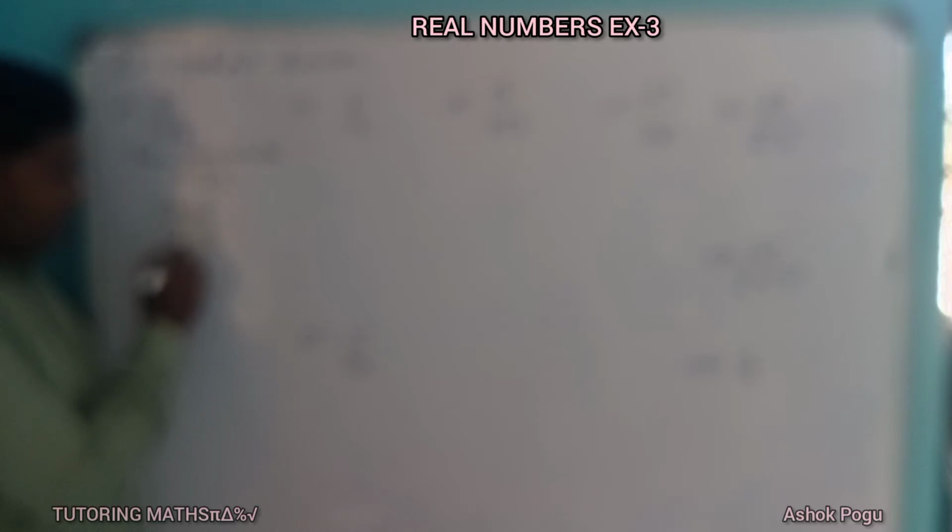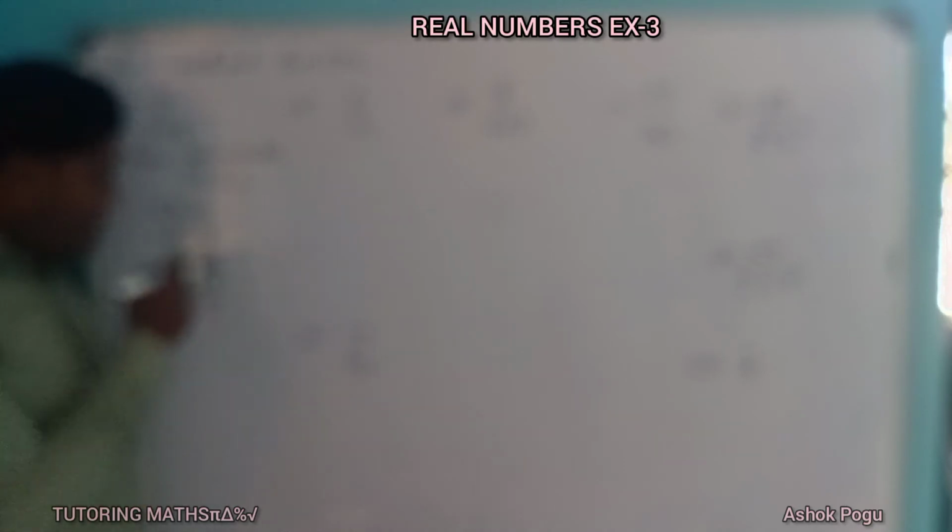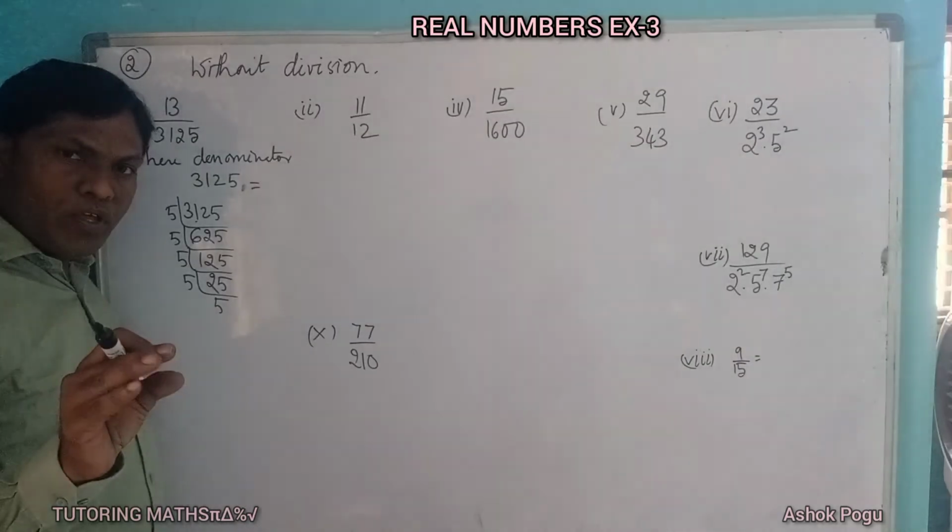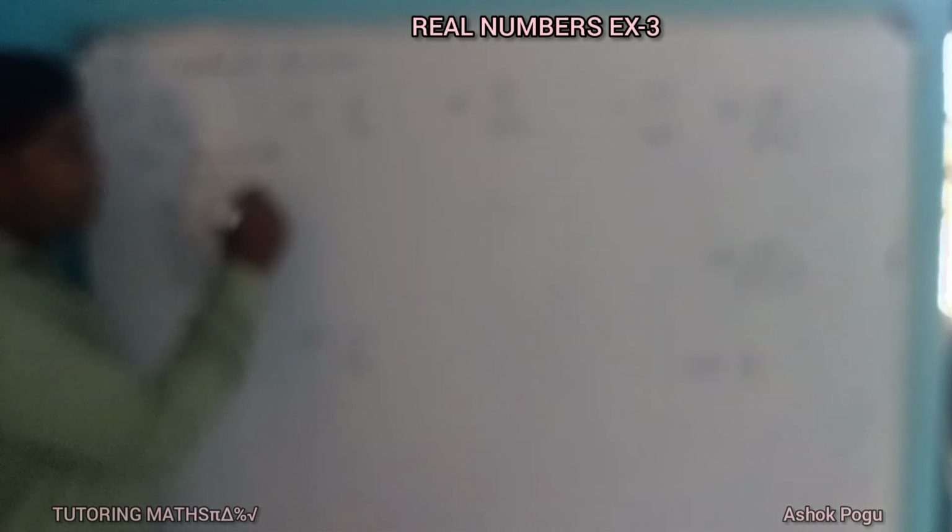6 first digit. 5 ones are 5. 1 is left. 1 2 means 12. 5 twos are 10. 2 5 is 25. 5 fives are 25. And again 5 table. 5 twos are 10. 2 is left. 25. 5 fives are 25. And again 5 fives are 25. Completely, the given denominator is expressed in prime factorization with only 5's. All the prime factors are only 5. How many times? 5 times. It is in the form of 5 power n.